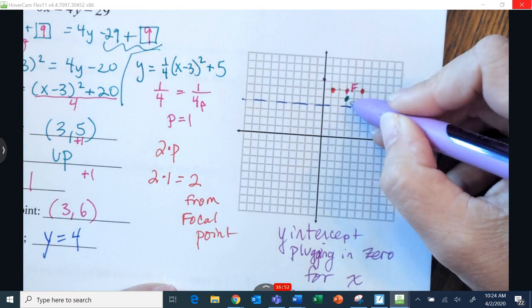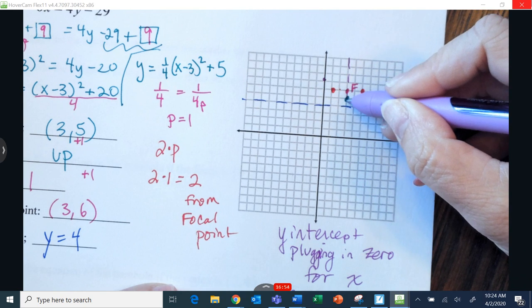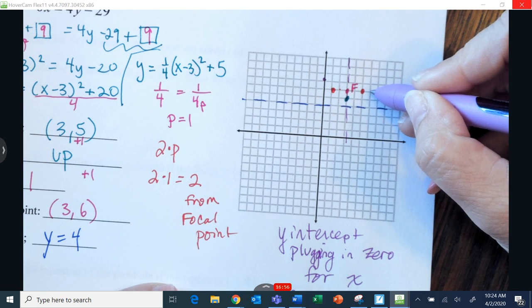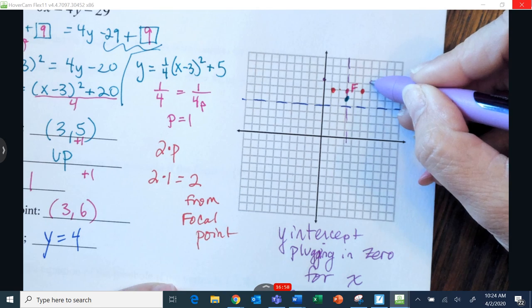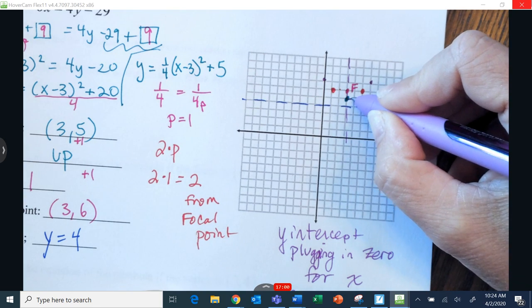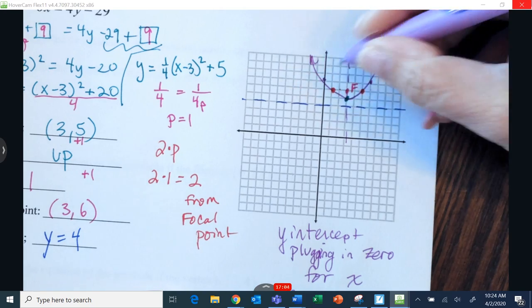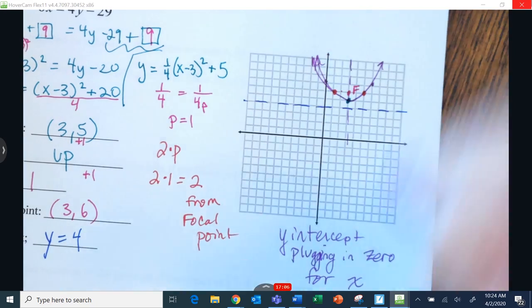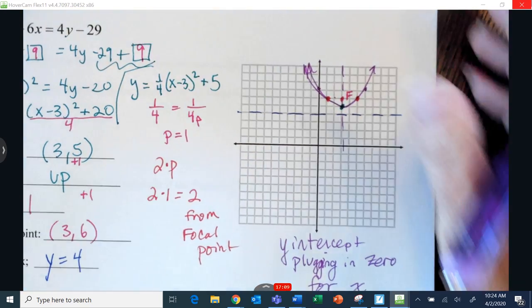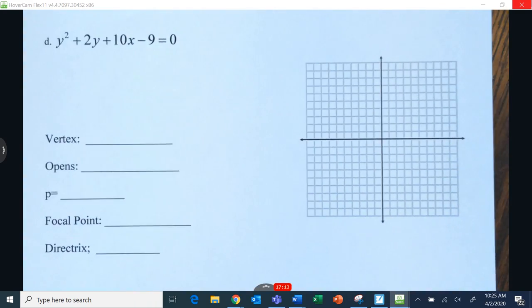That seems like it would make sense. And then I go on the other side of my axis of symmetry, and I go over 1 and go up 7 1/4. So this is what the parabola should look like. Oh, I went too far on that side. All right, last graph.